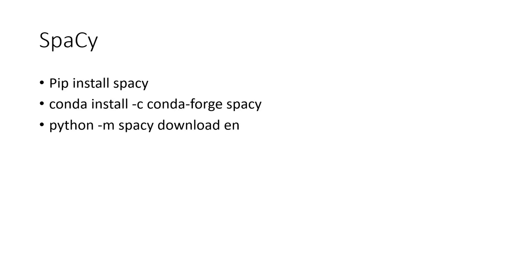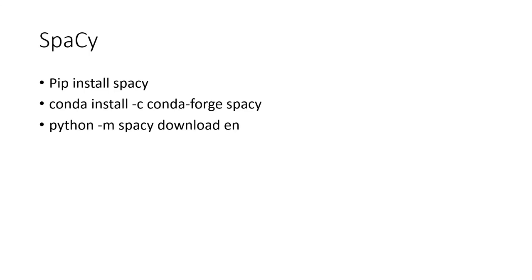You can install it with pip install spacy. If you are using the Anaconda platform, you can use conda install -c conda-forge spacy. This is the command you have to use. I am using Anaconda in my system. All my software, like TensorFlow and Keras, is installed on top of Anaconda, so I used conda install. Then after that, you can run python -m spacy download en. En stands for English. Then the environment is ready.